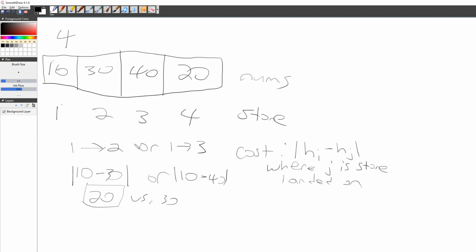And the idea is we can just do this for every step, right? Say we're in stone 2, then we can either decide to go to 3 or 4, right? And we just repeat this process. If I want to go to stone 3, it'd be 30 minus 40. If I want to go to stone 4, it'd be 30 minus 20, right? Turns out the optimal path for this is 1 to 2 to 4, right? And that's 20, which is the cost of being at index 2, plus 30 minus 20, which is the cost of jumping from 2 to 4.